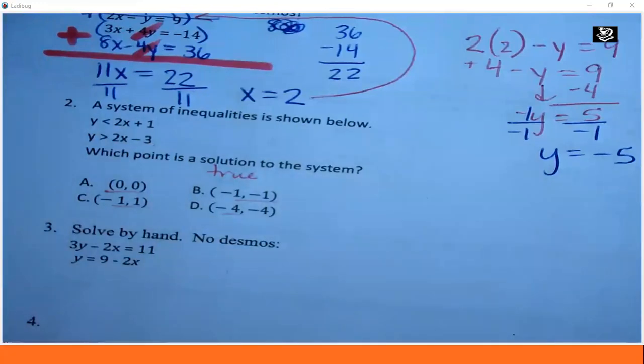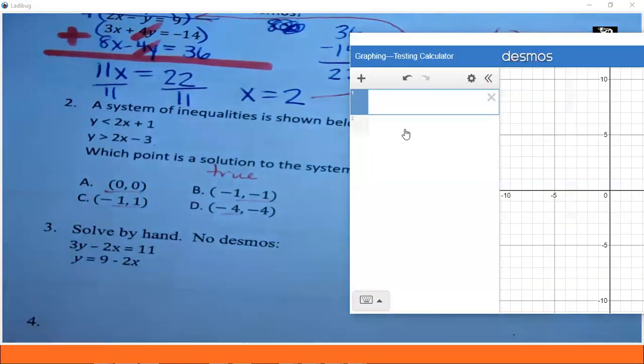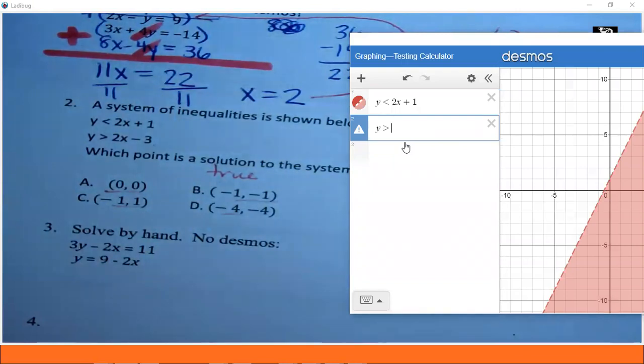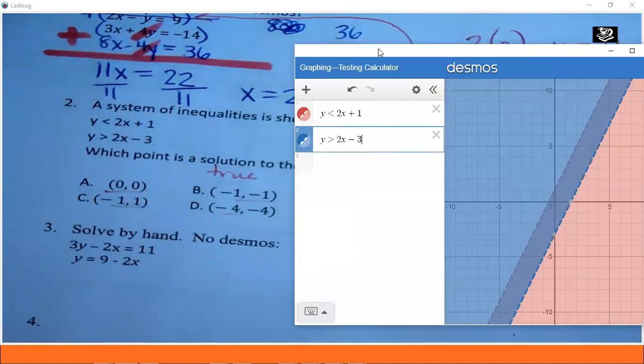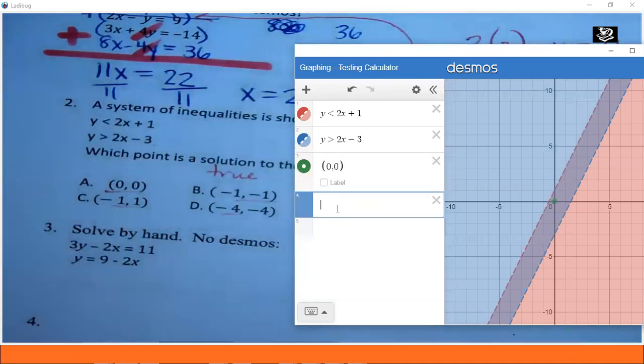Okay. So go ahead and go to Desmos and let's type both of these in. Question, Jordan? Yes, you will. As much as you want. Type these in. y is less than 2x plus 1, and y is greater than 2x minus 3. Jordan, type them in Desmos, please. And I also want you to type your answer choices in as well.